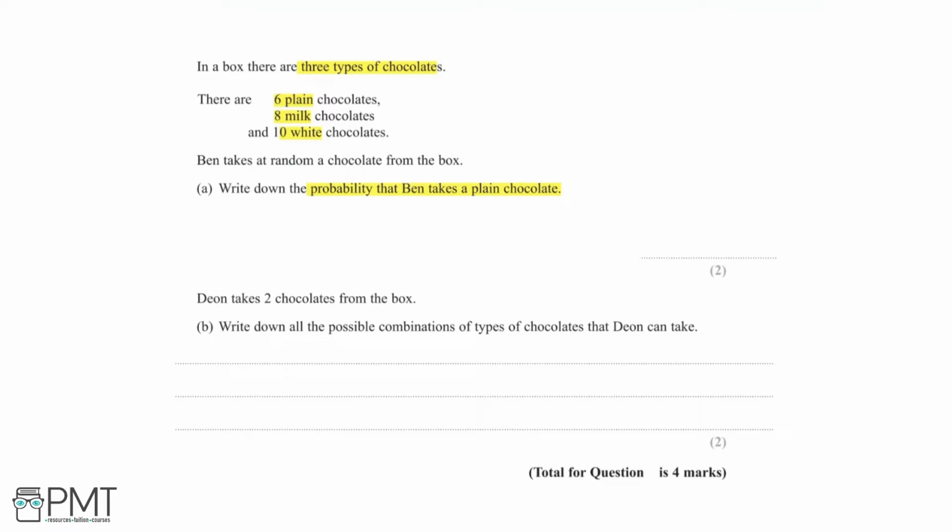Let's start by finding out how many chocolates there are in the box in total. So 6 plus 8 plus 10 is equal to 24 chocolates in total. Since there are 6 plain chocolates in the box, the probability that Ben takes a plain chocolate would be 6 out of the total of 24. Now we can simplify this fraction by dividing both the numerator and the denominator by 6, leaving us with an answer of 1 out of 4. And so the probability that Ben takes a plain chocolate from the box is equal to 1 over 4.